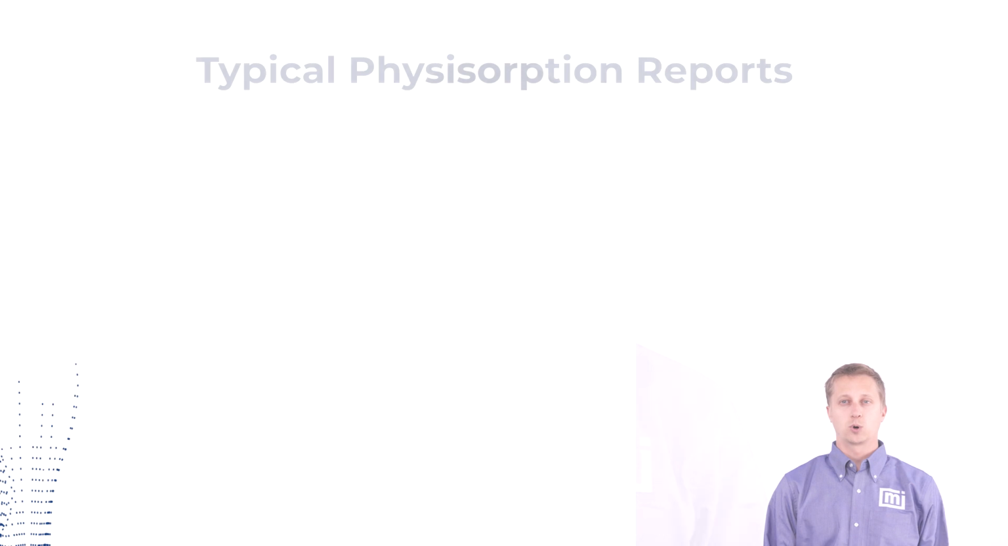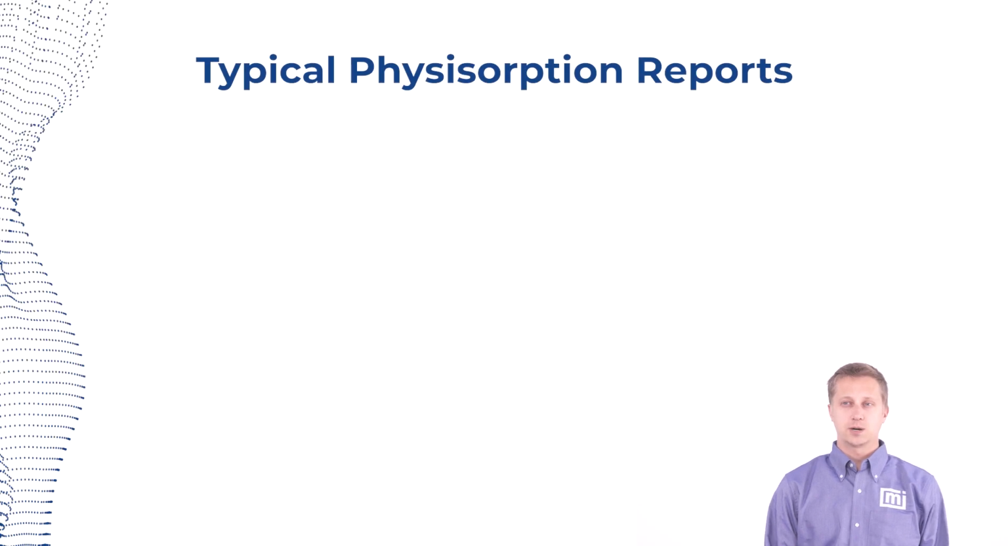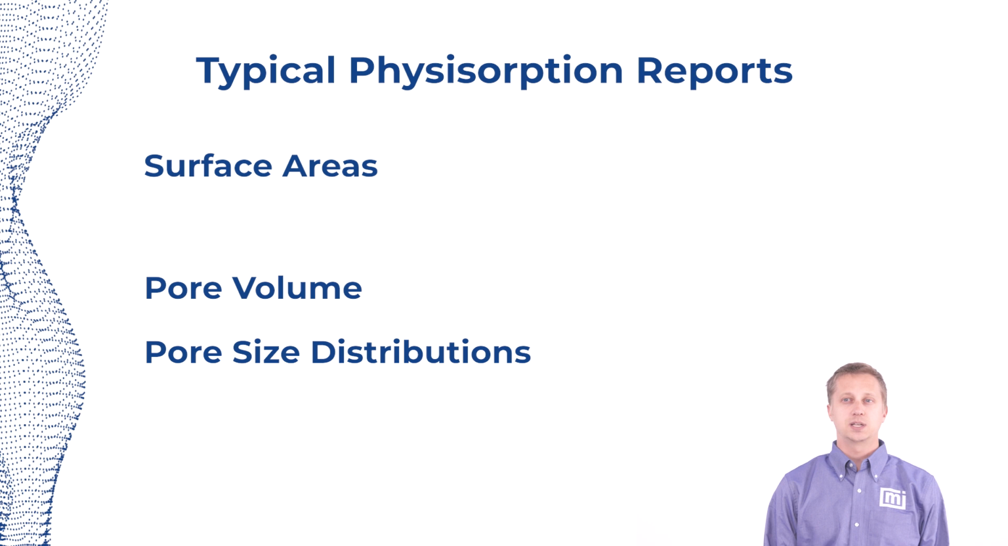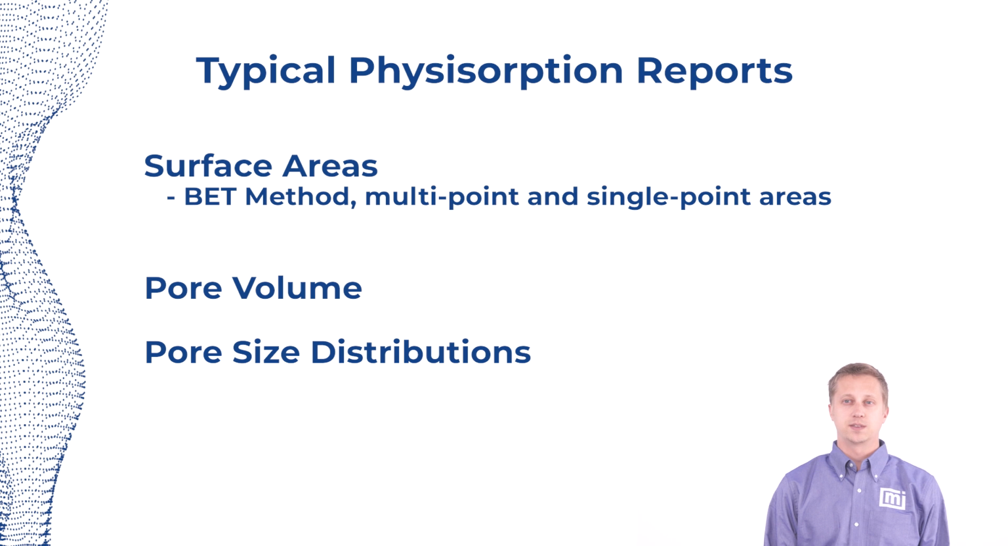In this presentation, we're going to be covering three main topics: surface areas, pore volumes, and pore size distributions. These three techniques are commonly used for characterizing porous materials. For surface areas, the BET method is the most commonly used method to determine the surface area of materials.